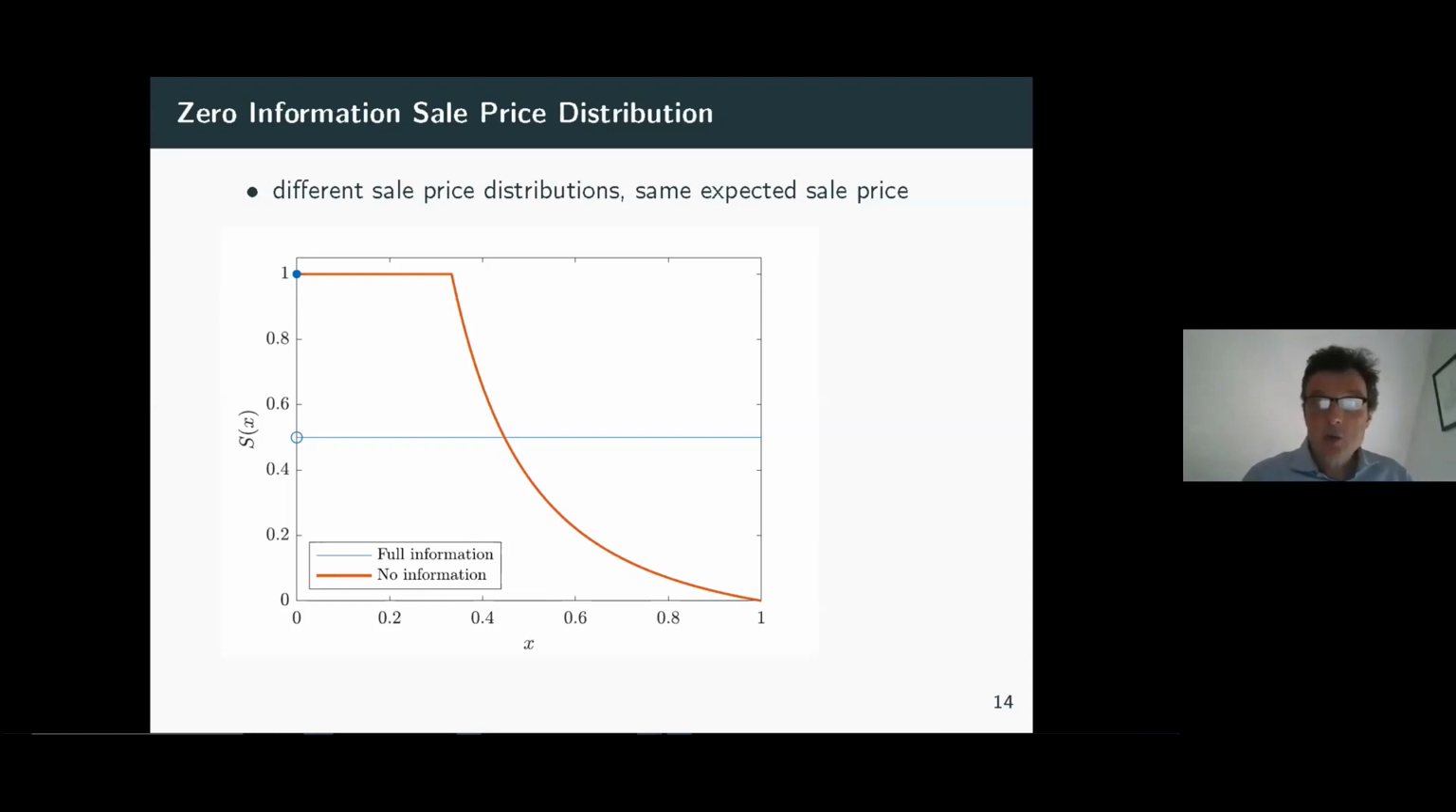Now that shows that it has more dispersion. It therefore can't be ordered relative to first order stochastic dominance. But importantly, in fact, these two extreme information structures lead to the same revenue. So now we are basically ready to think about what additional information, what intermediate information, can do to, in some sense, weaken the competition and raise the revenue of the firms.